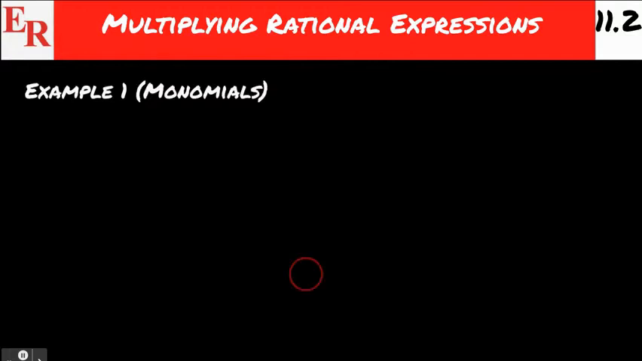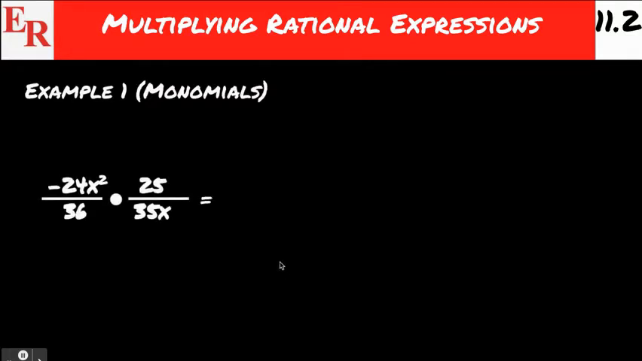In this video, we're going to multiply some rational expressions. We're going to start off with just monomials, those single-term polynomials. And all we do is ask ourselves, is there anything or any factors on top that are also living on the bottom? And if there is, we need to divide them or cancel them out.